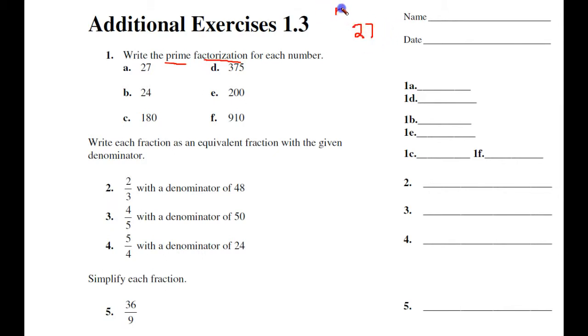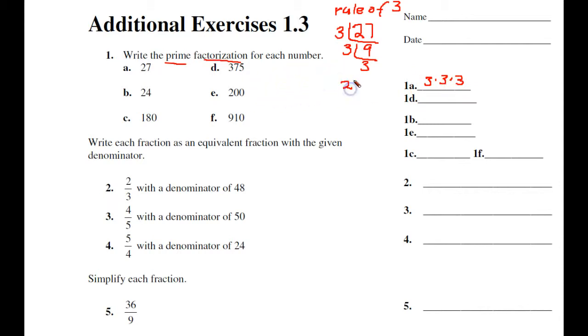So in the rule of threes, if the sum of the digits are divisible by 3, then this is divisible by 3. So we go like this, put our prime 3 out there. 3 times what is 27? Well, 3 times 9. And we know that 9, we can go 3 times 3. So for 1a, it will be 3 times 3 times 3. That is the prime factorization.